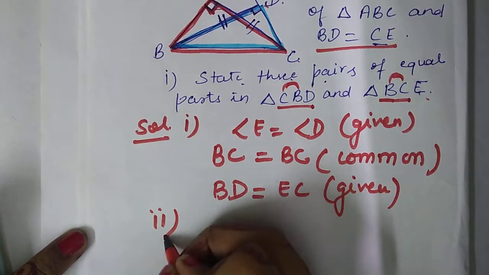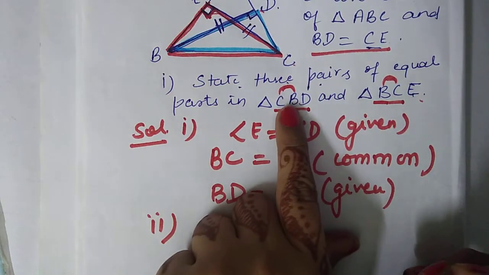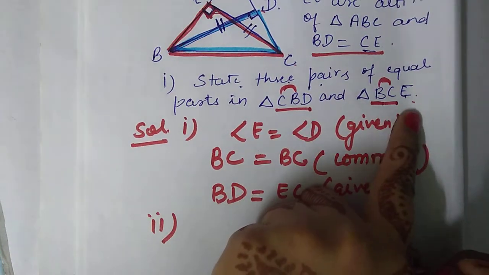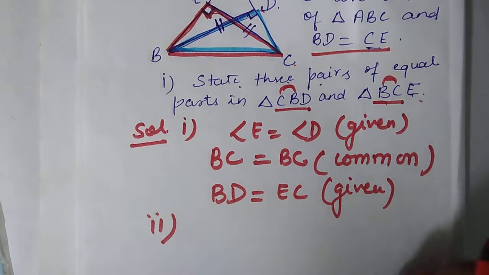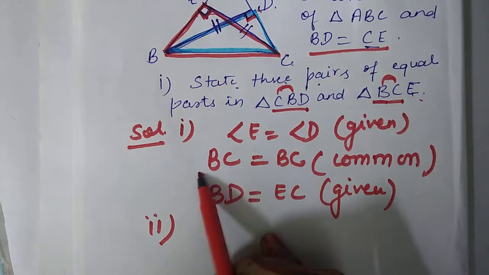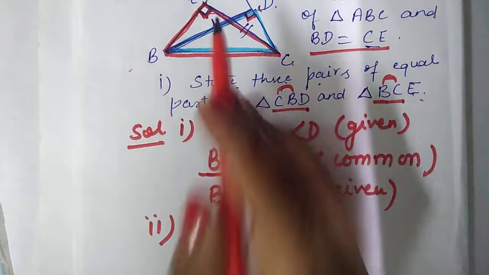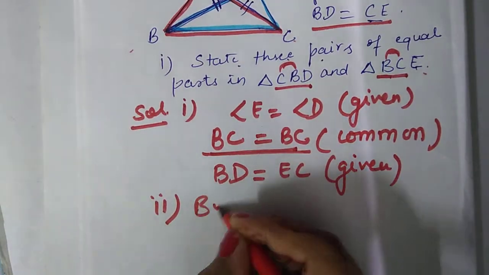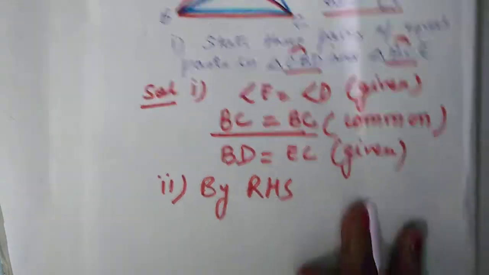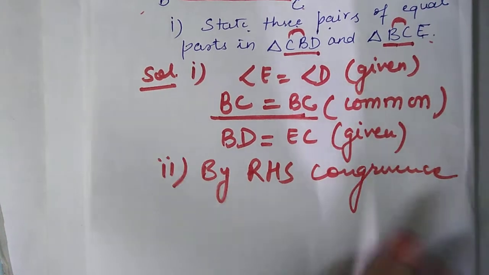Second part, they are asking, are the triangles congruent? Are these two triangles, triangle CBD and triangle BCE, congruent? Yes, they are congruent because the 90 degrees is present, and the hypotenuse, that is BC, is the hypotenuse of both the triangles, and one side is equal. So by RHS congruence rule, they are congruent. Okay, completely you have to write.